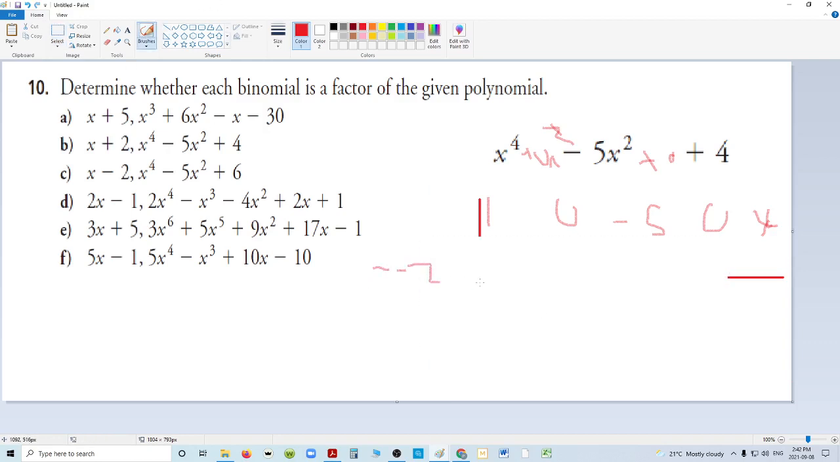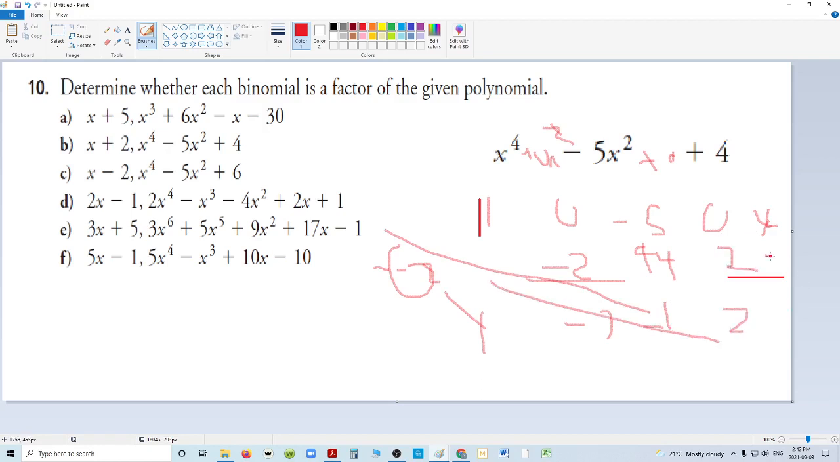Minus 2, 1. Minus 2 times 1 is minus 2. When I add them, I get minus 2. Oh, I see. Minus 2 times minus 2 is plus 4. When I add them, I get minus 1. Minus 2 times minus 1 is plus 2. When I add them, I get 2. Minus 2 times plus 2 is minus 4. When I add them, I get 0. So, small arithmetic error. x plus 2 is indeed a factor, and it's because I forgot x cubed and x, and I'm making arithmetic errors.